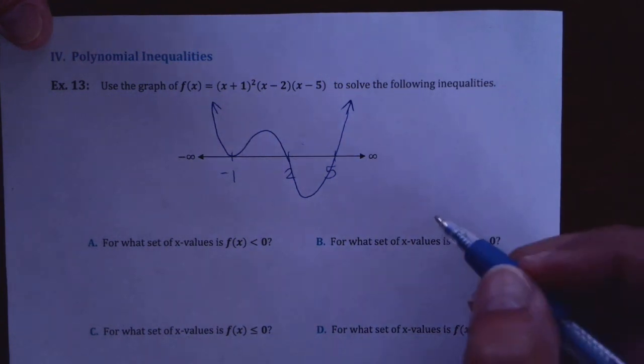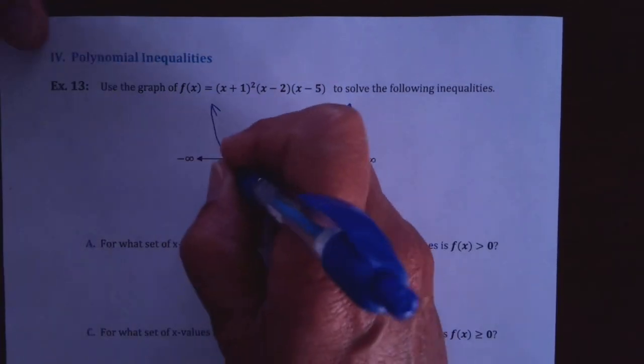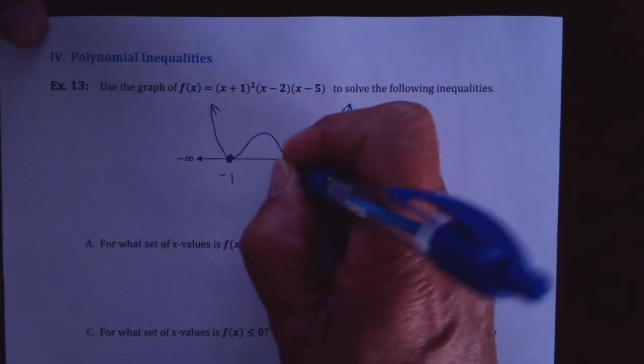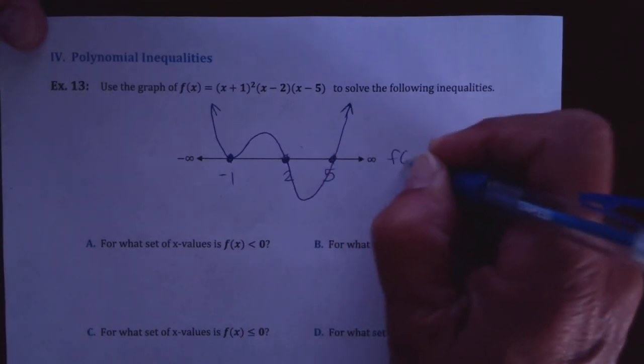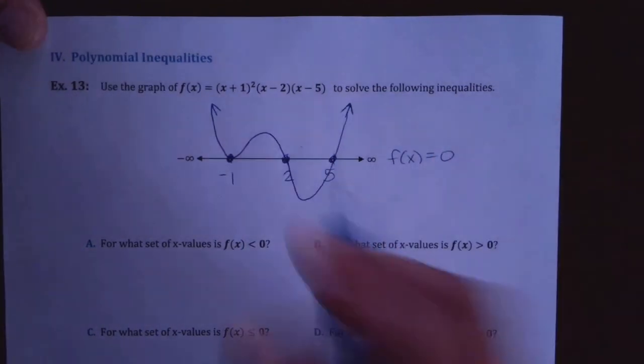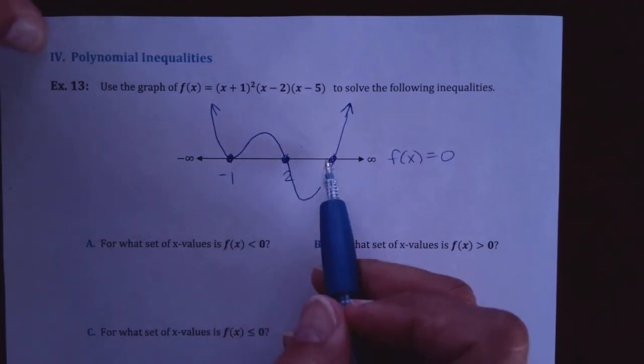So there's what the graph looks like. Now, remember, these are the zeros. That's where your function equals 0. So I'm going to put that over here. The function equals 0 only at those 3 points.